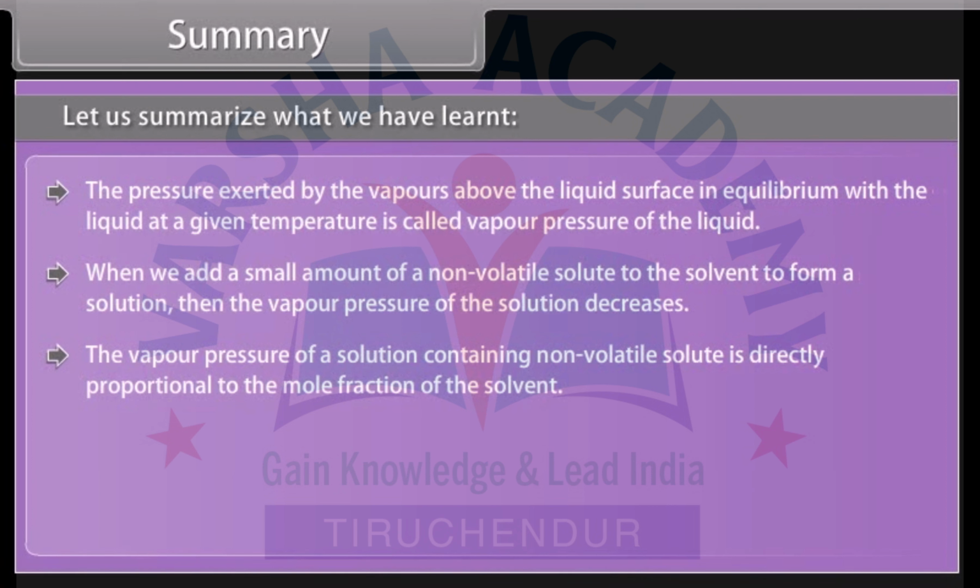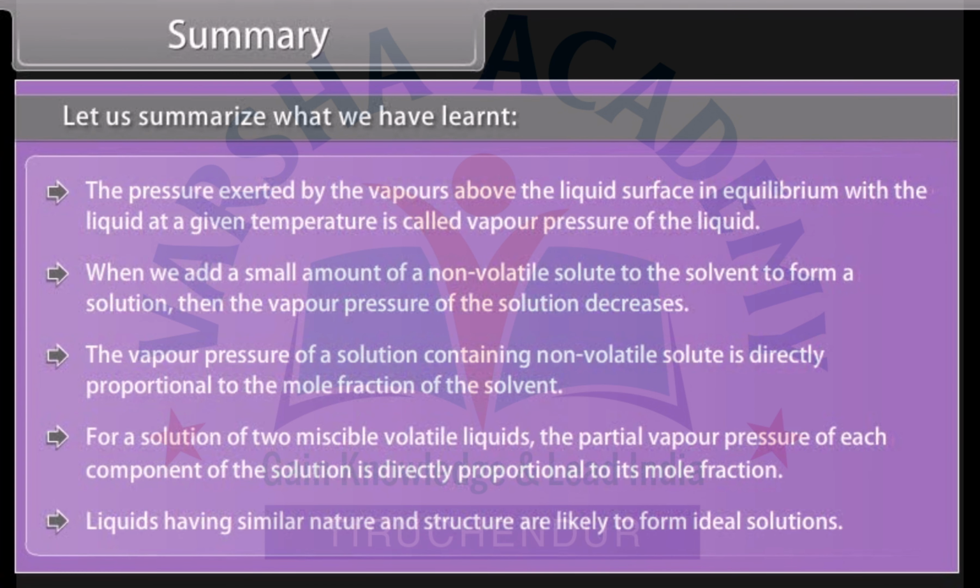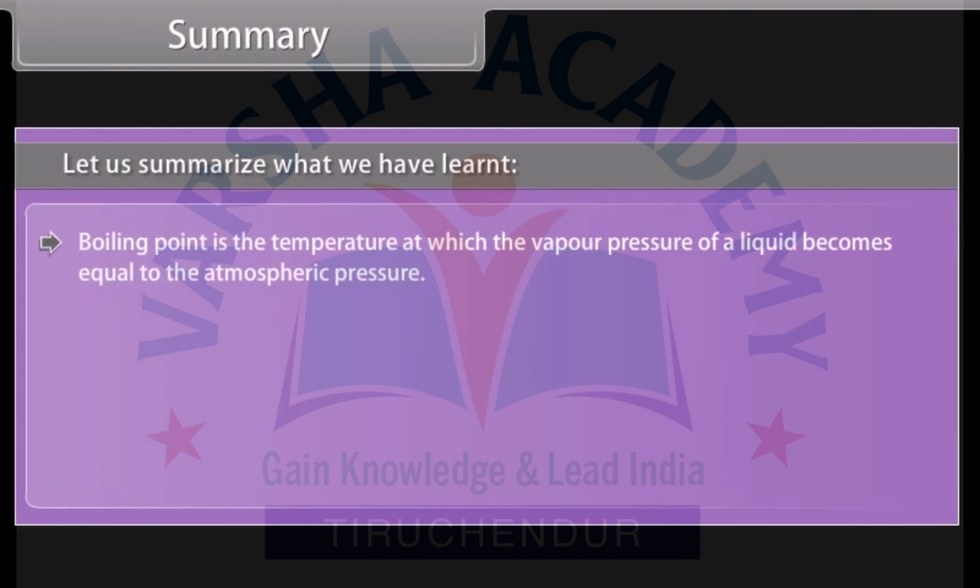of the solvent. For a solution of two miscible volatile liquids, the partial vapor pressure of each component of the solution is directly proportional to its mole fraction. Liquids having similar nature and structure are likely to form ideal solutions. Boiling point is the temperature at which the vapor pressure of a liquid becomes equal to the atmospheric pressure.